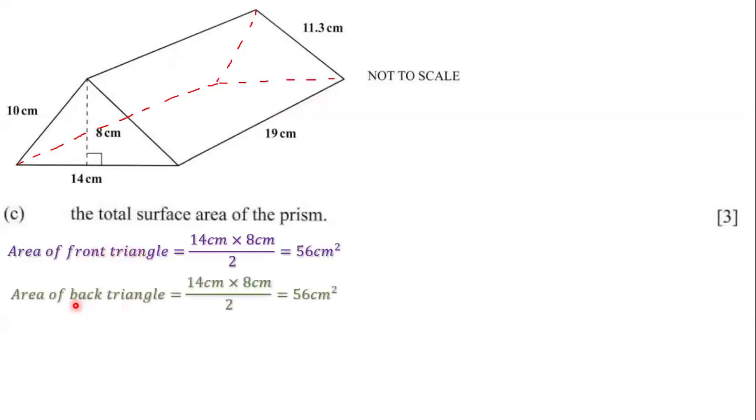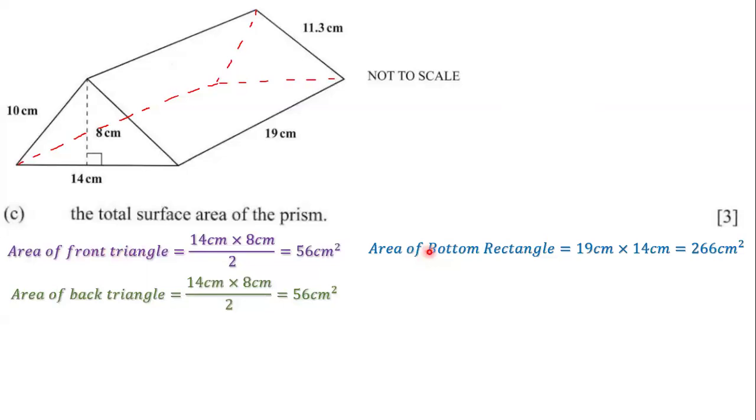Next, we have to figure out the area of the back triangle. Notice we have the triangle in the back. It has the same base, which is 14 centimeters, and it has the same height, which is 8 centimeters, just like the first one. So base times height over 2 is 56 centimeters squared. The area of the front triangle and the area of the back triangle are the same, 56 centimeters squared.